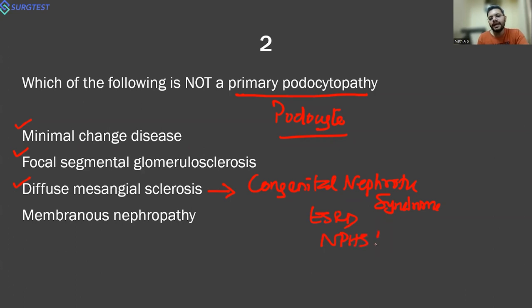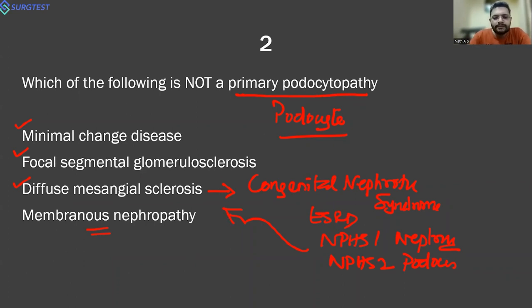NPHS1 has one mutation, which is in nephrin. Okay, or sometimes the NPHS2 mutation, which is in podocin. All this causes the histological entity of diffuse mesangial sclerosis. Okay, it's a form of congenital nephrotic syndrome where there is a mutation in the podocyte proteins, the slit diaphragm protein specifically. So that is also a primary podocytopathy. You have only three primary podocytopathies: minimal change disease, focal segmental glomerulosclerosis, and DMS, or diffuse mesangial sclerosis. Okay. Membranous nephropathy, on the other hand, is a secondary process.